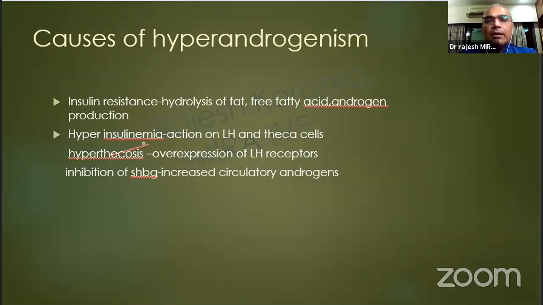Because of the insulin resistance, there is hydrolysis of the fat, free fatty acids, and androgen production. So there is insulin resistance, hyperinsulinemia, action on LH and theca cell. It acts as a cogonadotropin and increases androgen production. And third, it causes hyperthecosis. So there is an overexpression of LH receptor. And fourth is inhibition of the sex hormone binding globulin. So that increases the circulatory androgens.